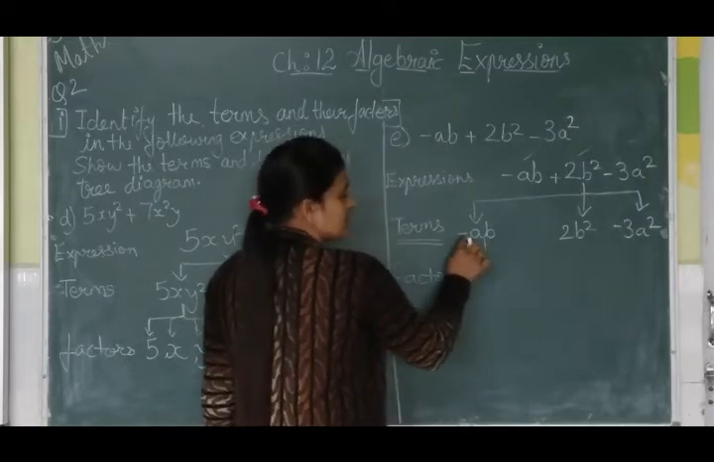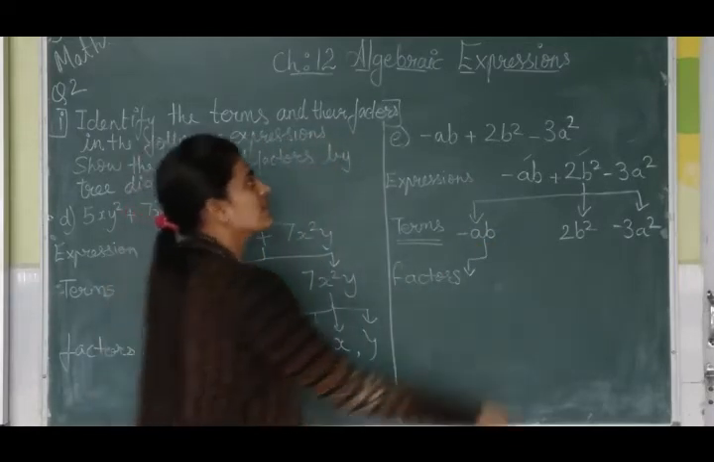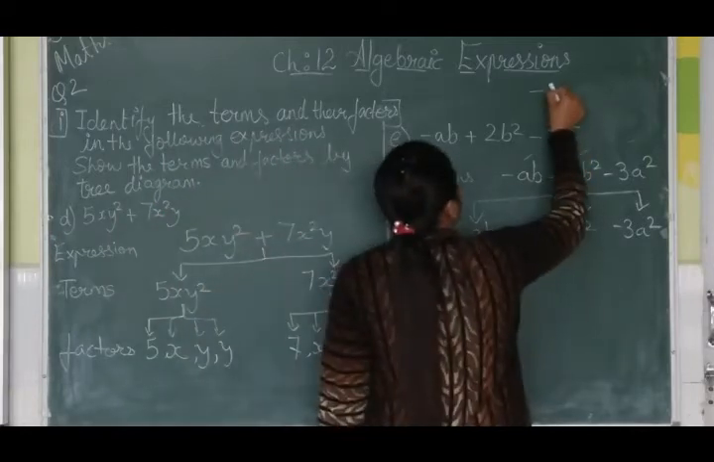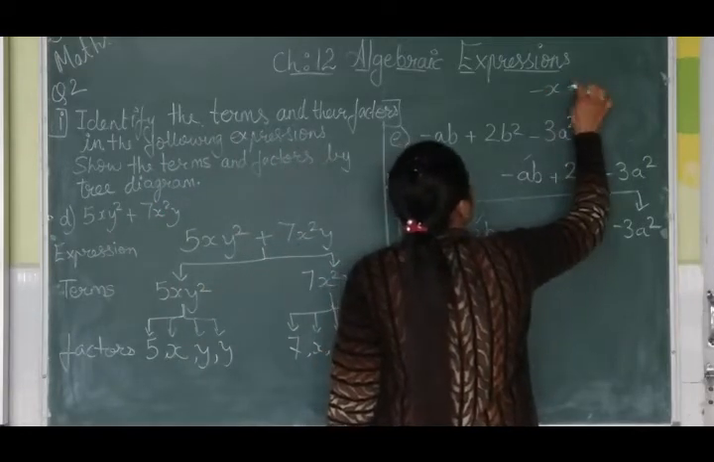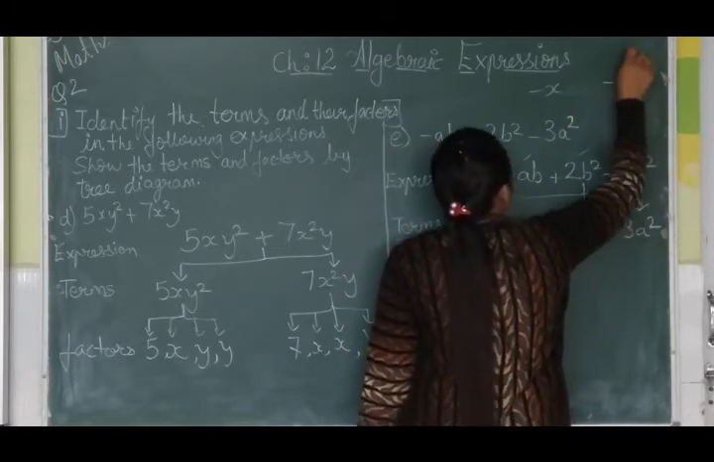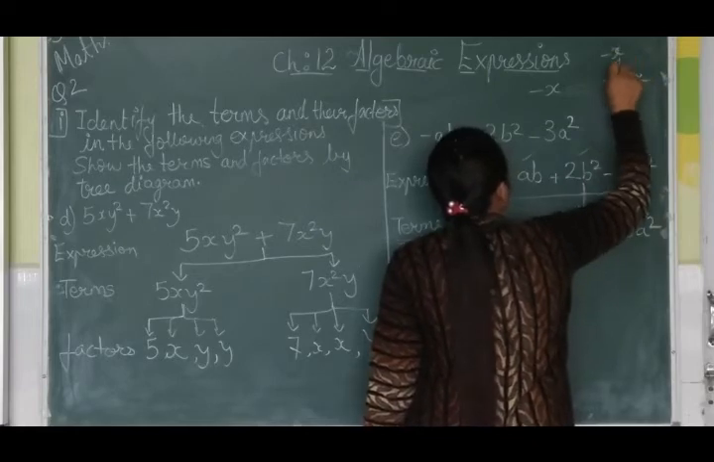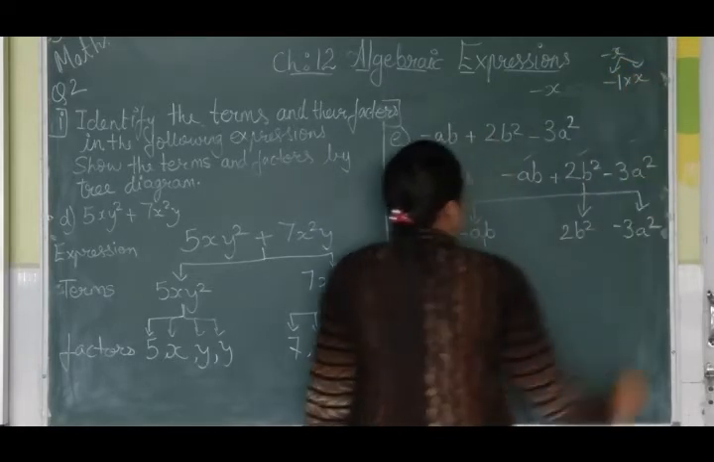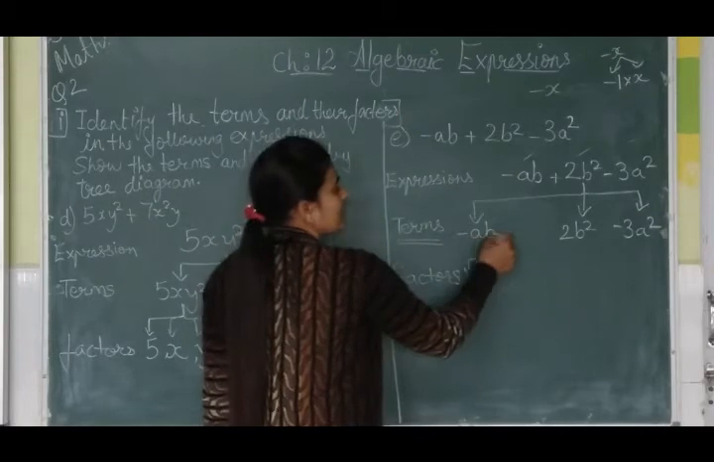For the first factor, you can see only minus is there. We have not written it as minus 1 times x, but in fact these factors are minus 1 and x. Minus x can be written as minus 1 multiplied by x. So the factors of minus x will be minus 1 and x. So here it is minus ab.